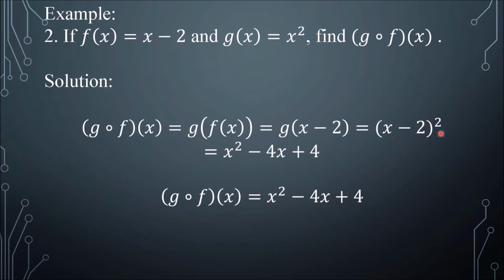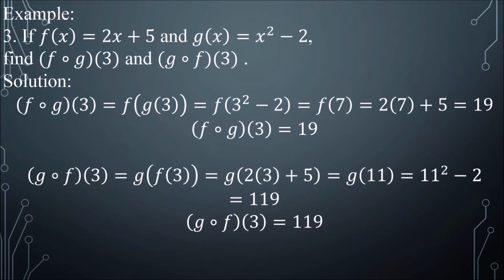Now x minus 2 squared is equal to x squared minus 4x plus 4. Therefore, g of f of x is equal to x squared minus 4x plus 4. Let's have number 3. If f of x is equal to 2x plus 5 and g of x is equal to x squared minus 2, find f of g of 3 and g of f of 3.